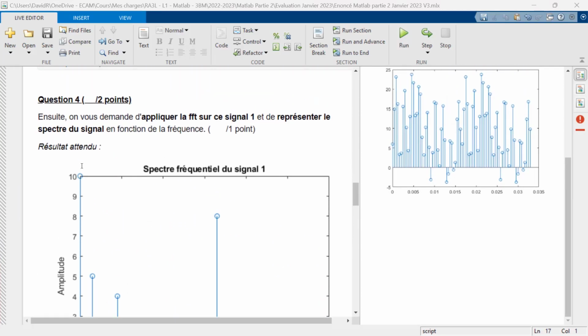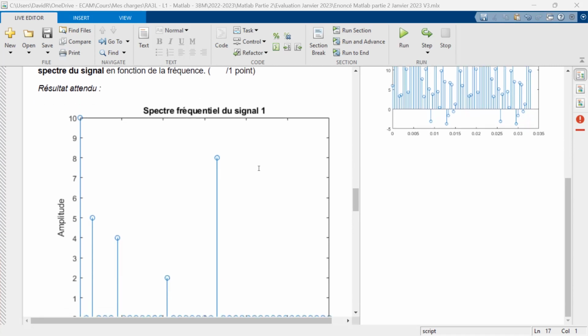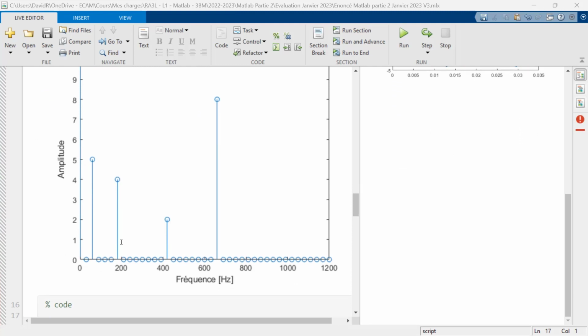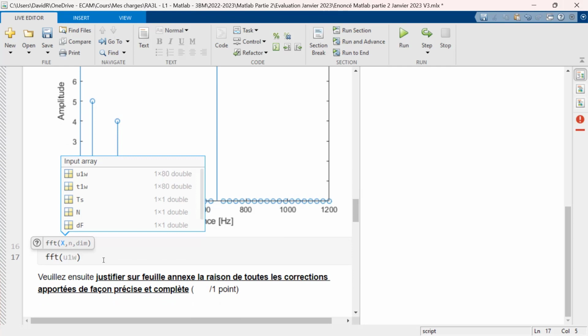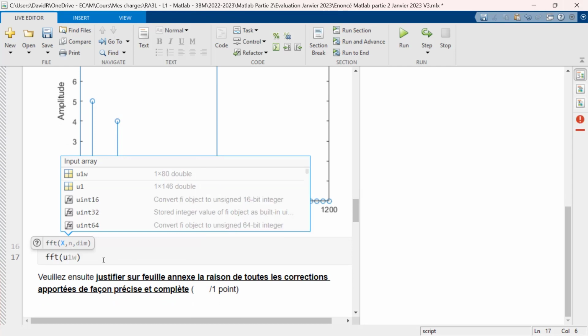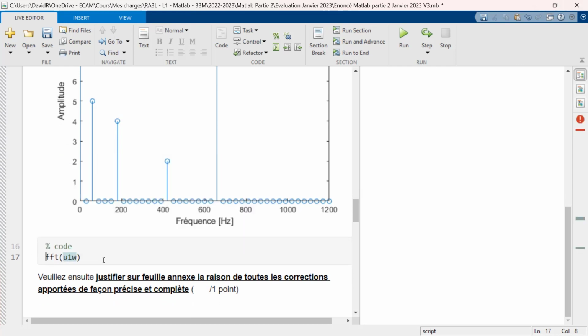La question suivante, la question 4, on nous demande d'appliquer la FFT sur ce signal et de représenter le spectre du signal en fonction de la fréquence. Alors vous voyez qu'au niveau du spectre, on nous demande de représenter l'amplitude en fonction de la fréquence, donc on va venir appliquer la FFT à l'aide de l'instruction fft sur notre signal U1 qui a été fenêtré. Rappelez-vous que ce que la FFT va nous retourner, c'est un vecteur de complexes. Et nous, ce qu'on va vouloir avoir ici, c'est en fait la norme de ces complexes. On va pouvoir récupérer ça à l'aide de l'instruction abs et on va venir stocker ça dans un vecteur qu'on va appeler amp pour amplitude.